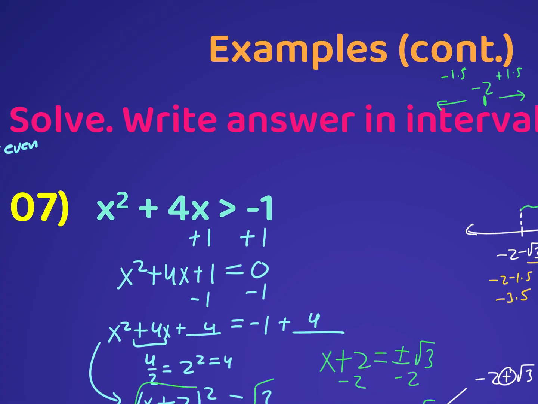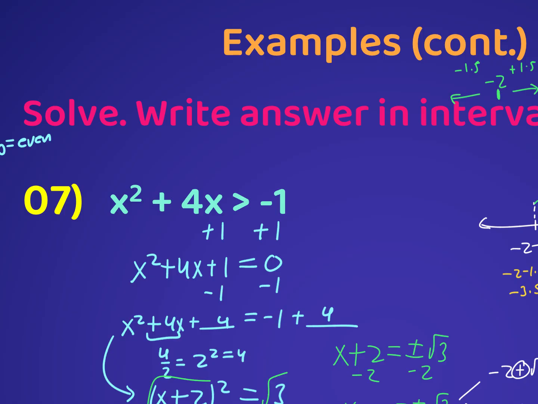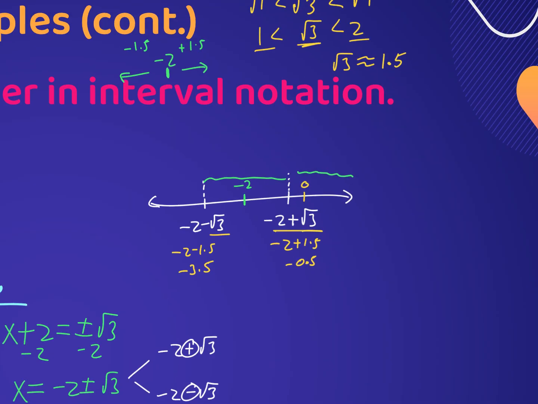I'm going to plug 0 into the original inequality, and this is going to get me 0 squared plus 4 times 0 is greater than negative 1. And then the zeros cancel out. 0 is greater than negative 1, which is a true statement, right? So that means I am going to shade in this region, right? So that works. The middle doesn't, and that works.